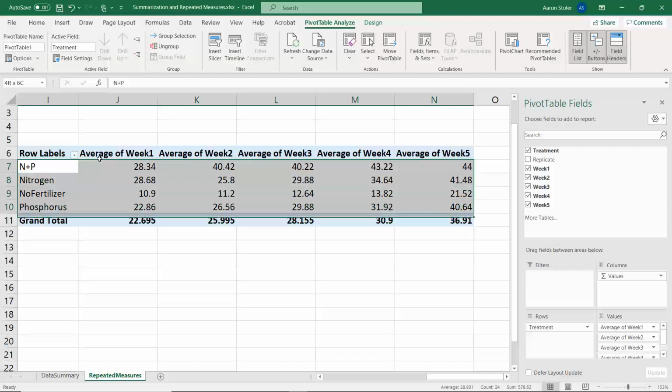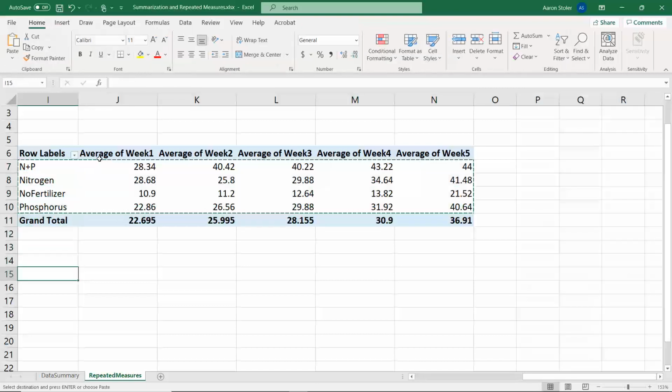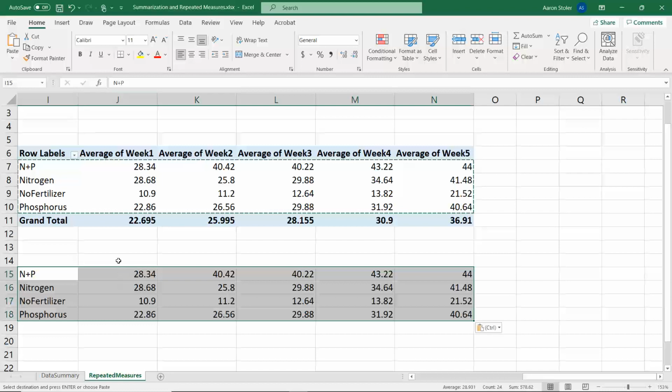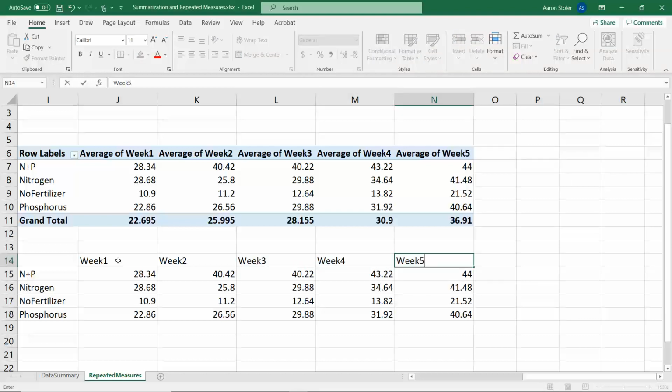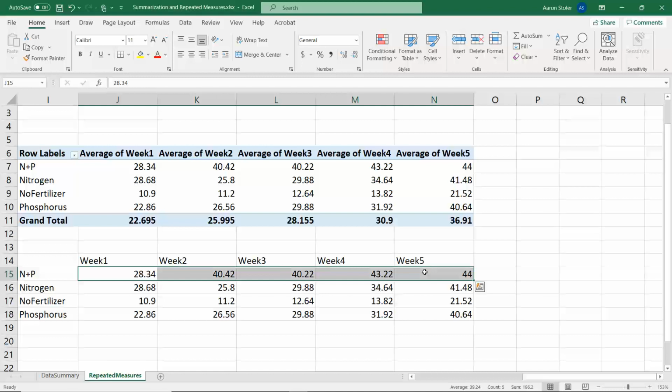Let's go ahead and copy this out of the pivot table because we don't want to do the graphing within the pivot table. And we'll type in week 1, week 2, week 3, week 4, and week 5. Now the first step is to highlight the data for nitrogen plus phosphorus.